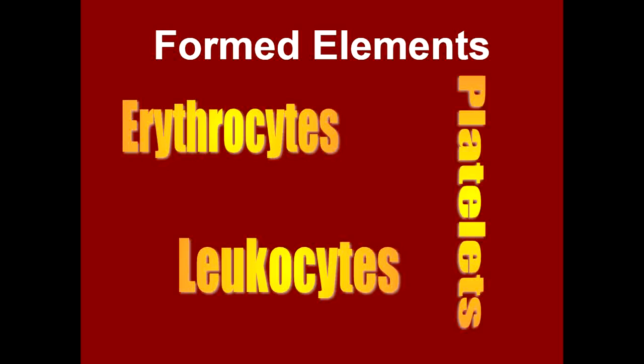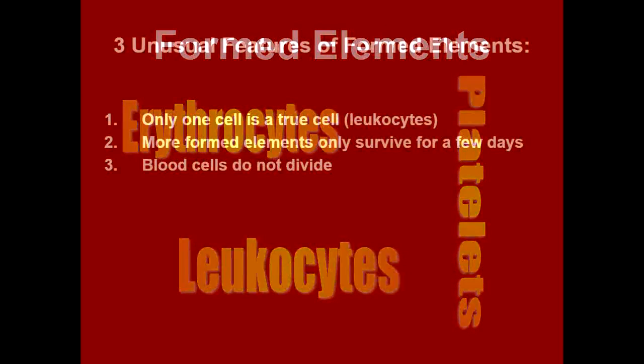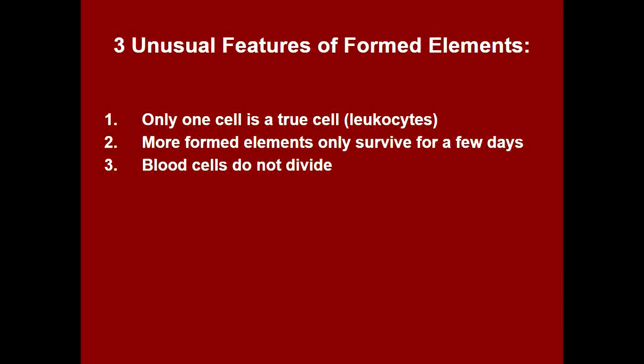A couple things about them just in general, though. When we talk about those formed elements, there's really only one true cell, and those are the white blood cells or leukocytes. And that's because red blood cells don't have a nucleus. They lose their nucleus as they mature. Most of our formed elements can only survive for just a few days, and our blood cells do not divide. They're formed in the bone marrow, and so they don't go through mitosis.